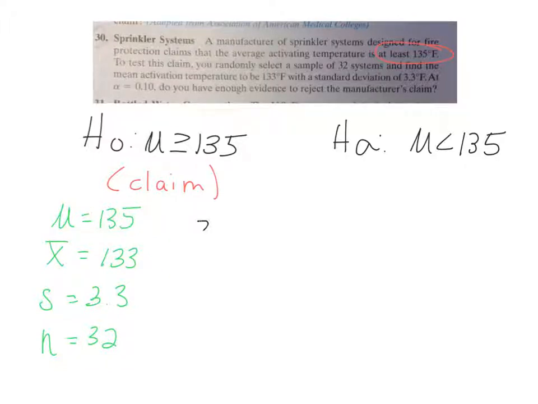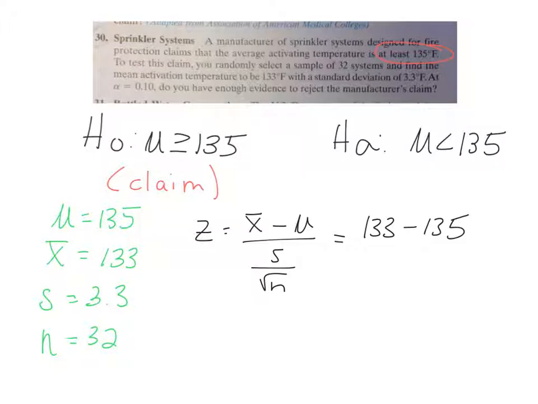We need that z-score so we can find some area. So we're going to calculate our z-score, and of course it's the sample average subtracted by the hypothesized value over our standard deviation divided by the root of the sample size. So our sample average was 133. We're going to subtract the hypothesized average of 135, and we will divide that by our deviation of 3.3 over the square root of our sample size. When we do that, we get a z value of negative 3.43.